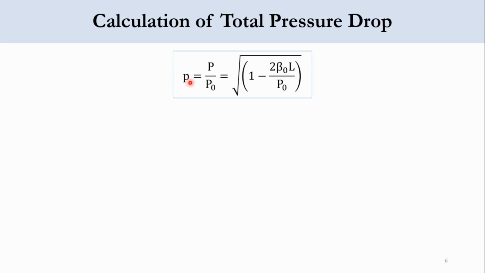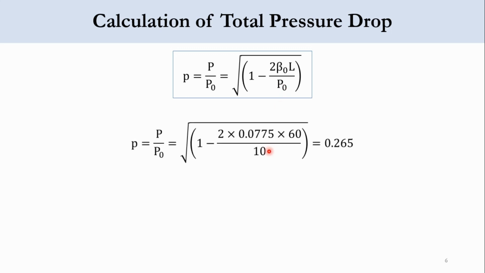Next, we know p, which is the pressure ratio, equal to P over P naught, which is equal to the square root of 1 minus 2 beta naught L over P naught. Now P naught is 10, L is 60, beta naught is 0.0775, and 2 is the same parameter. Accordingly, we get p equal to 0.265. That is the pressure ratio. If we convert it, P over P naught is equal to 0.265, or P is equal to 0.265 into P naught. P naught is 10 atm, so that expression becomes 2.65 atm or 268 kilopascal. That is the pressure at the outlet of the reactor.